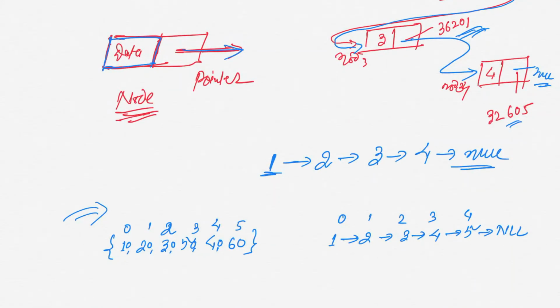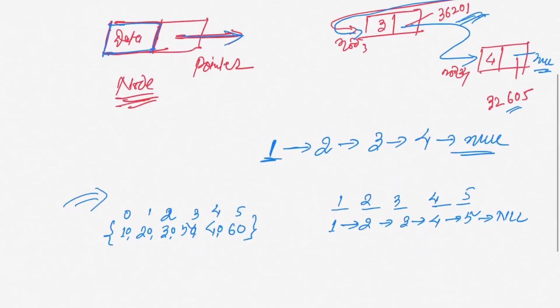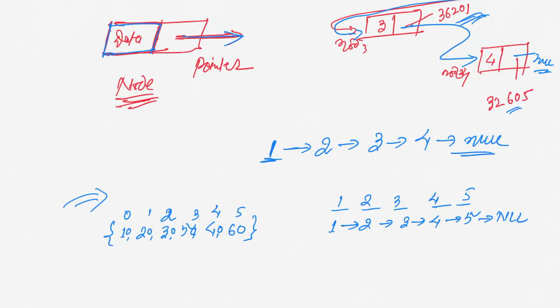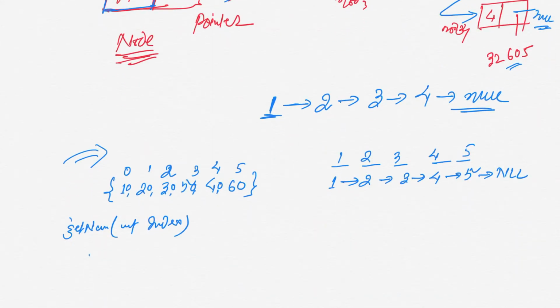If you are taking the position, do not start from 0. Positions are 1, 2, 3, 4 and 5. What I'm trying to say here is that an array gives constant time operation when you read any value from an index. Suppose I'm asking for a get number function, and you need to pass an index. Simply, I can return array of index, and it will return the value, and this is a constant operation.